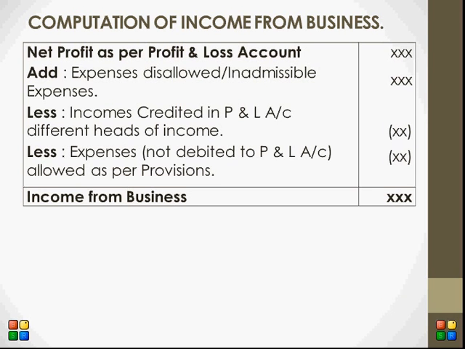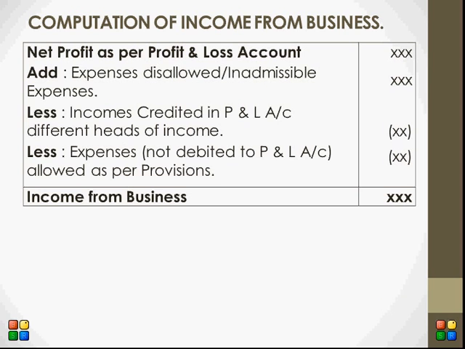So which expenses are disallowed? Those disallowed expenses should be added to the net profit as per the profit and loss account. If the profit is there, you have to add these expenses to this profit, so your profit will be increased.